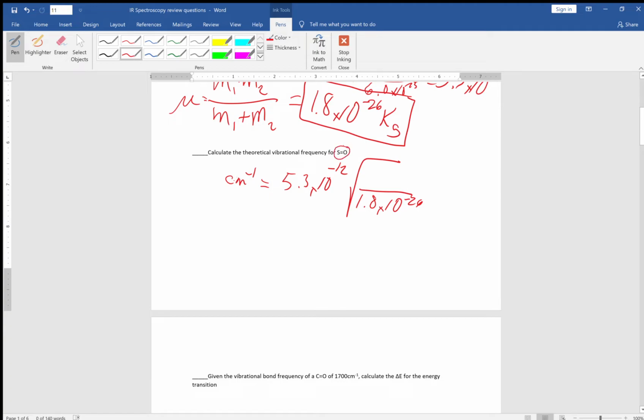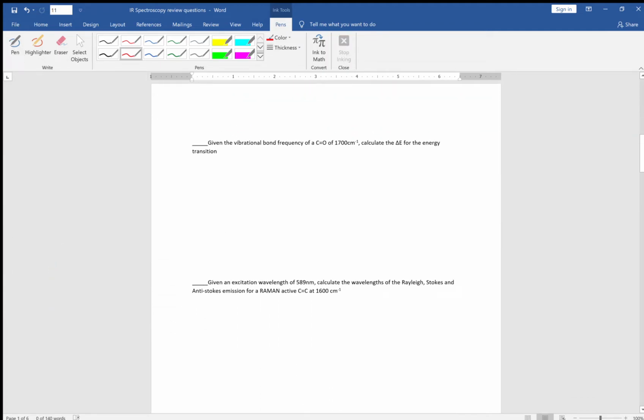We need to remember that a double bond is twice as much as a single bond. A single bond is 500 newtons per meter. This is going to be 1,000. So if we multiply that out, the frequency ends up being 1,251 reciprocal centimeters, to a ludicrous number of significant figures.